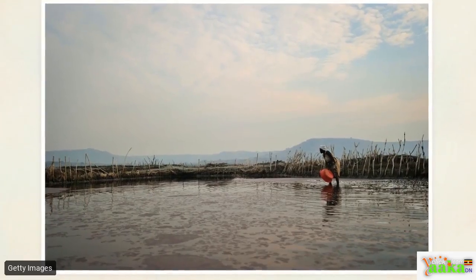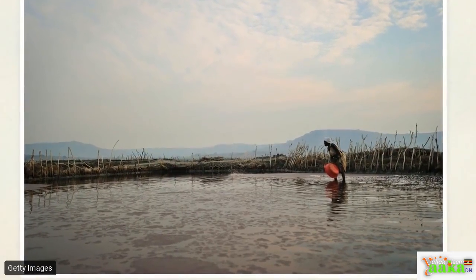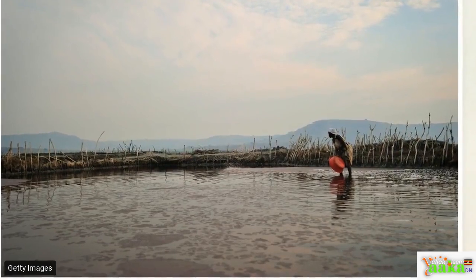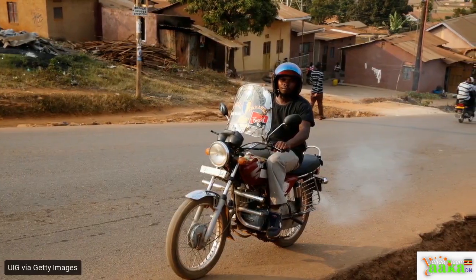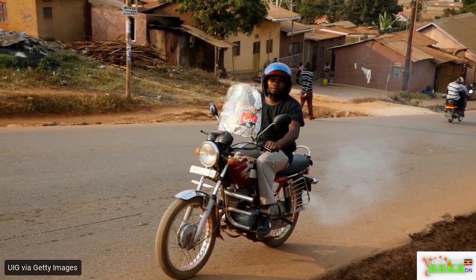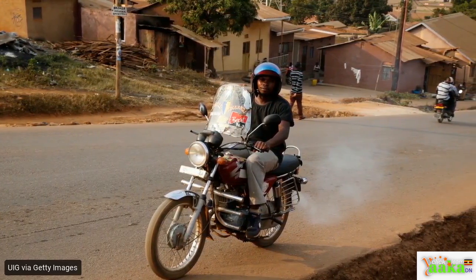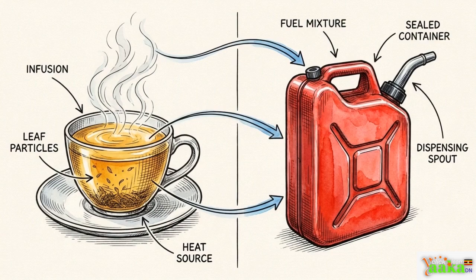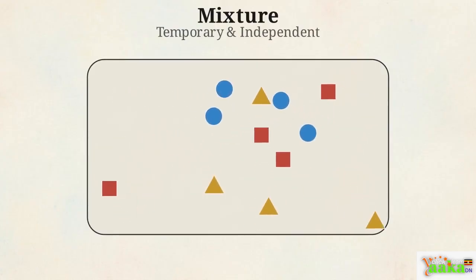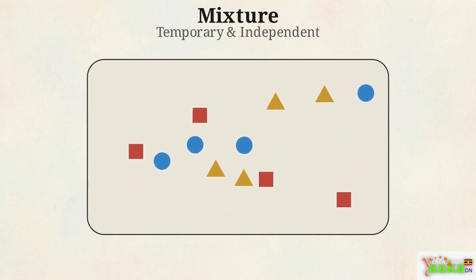Miners at Lake Kotwe use this principle. They take a muddy mixture from the pans and evaporate the water to leave the pure salt behind. Mechanics rely on mixtures, too. To run a 2-stroke boda engine, they blend oil and petrol until they become one smooth, uniform liquid. Whether it is a cup of sweet tea or a tank of engine fuel, a mixture is just a temporary crowd of substances that keep their original identities.